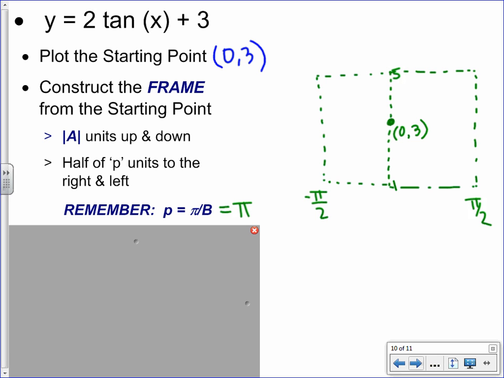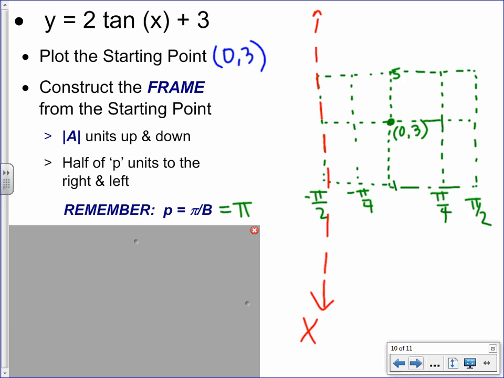Okay, so now I'll finish our frame here. What's halfway between 0 and pi over 2? And what's halfway between negative pi over 2 and 0? Okay, so we have our frame. Remember, the asymptotes will go on the edge of our frame, so I need to label this as x equals negative pi over 2, and x equals pi over 2.